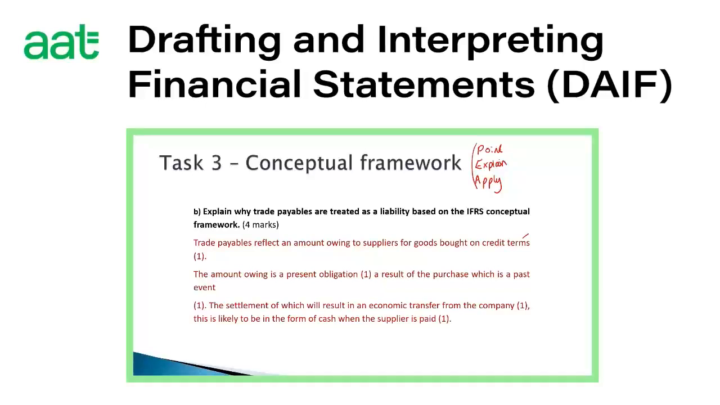So how does this link to the conceptual framework? Well, I need to explain why trade payables fit the definition of a liability. And that's what we're doing down here. How does it fit the definition of a liability? So the amount owing is the present obligation. We know how much we owe because we'll have an invoice from the supplier. The supplier will have sent us that invoice to tell us this is what you owe us. We bought something in the past. We bought it before year end. There's our past event. The purchase is the past event. So how will it result in an economic transfer? Well, we're going to have to pay the supplier when the amount becomes due. So the economic transfer will be in the form of cash when we pay that supplier.